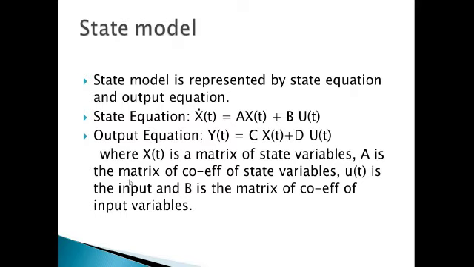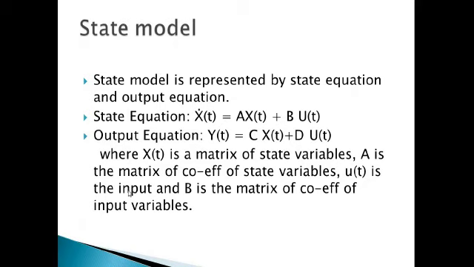Similarly, coming to A, it is the matrix of the coefficients of the state variables. It is called the system matrix. It gives the actual information of that system. It is nothing but the coefficients of the state variables, and is called the system matrix.